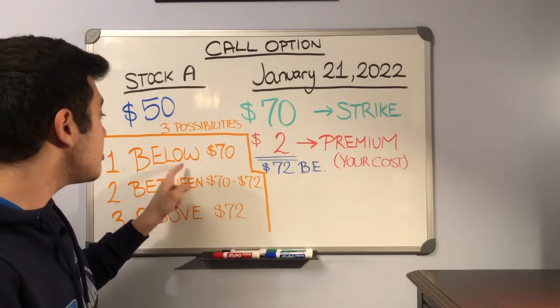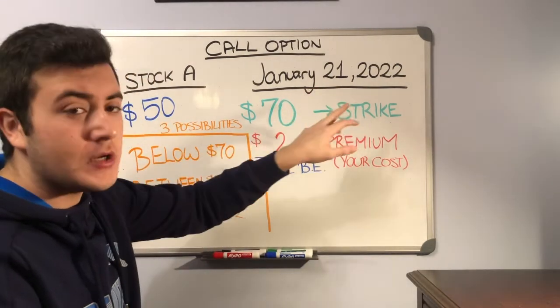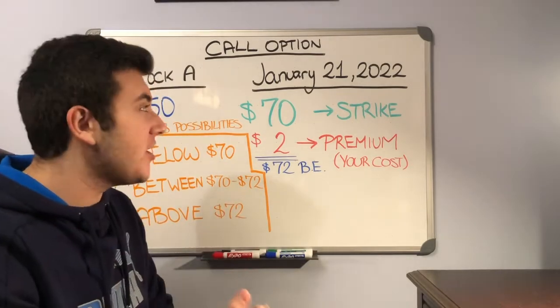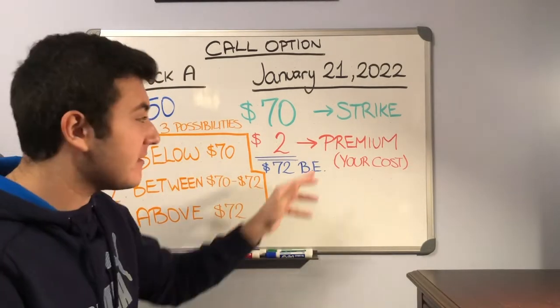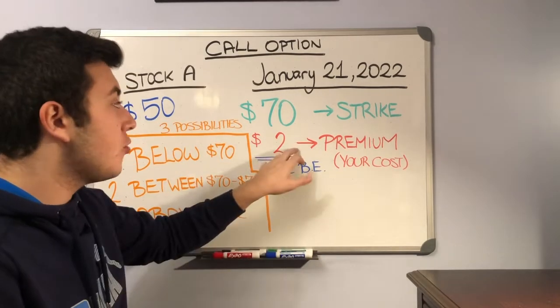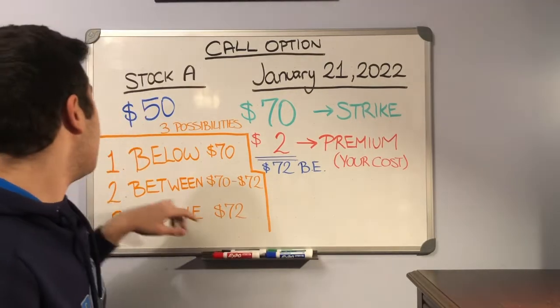So basically, the first option is that it's below $70. Now, if by January 21st, 2022, this stock that is $50 does not reach at least $70, you lose 100% of your money that you put up, okay? So no matter what your premium was, you lose that money, okay?